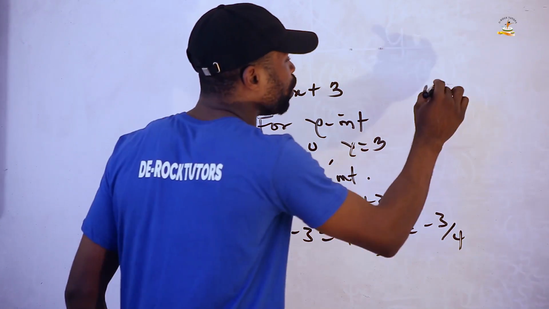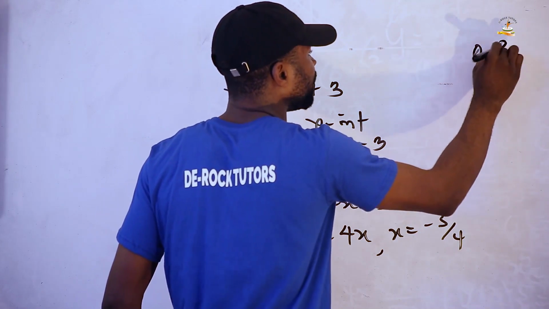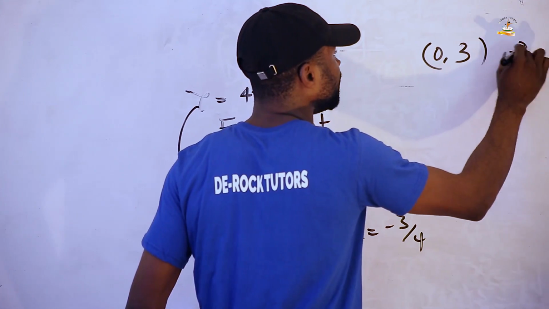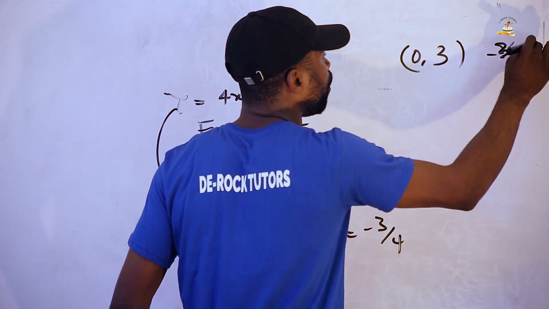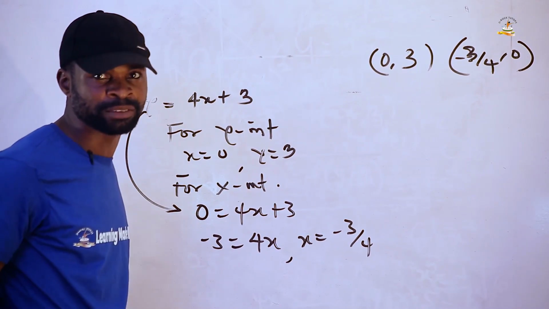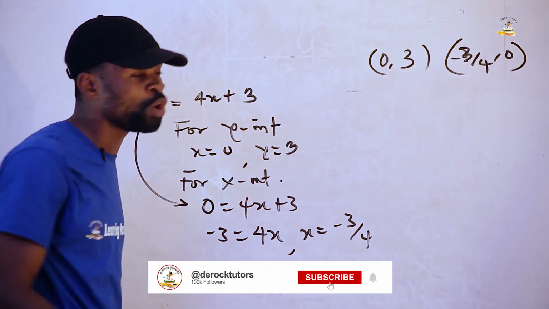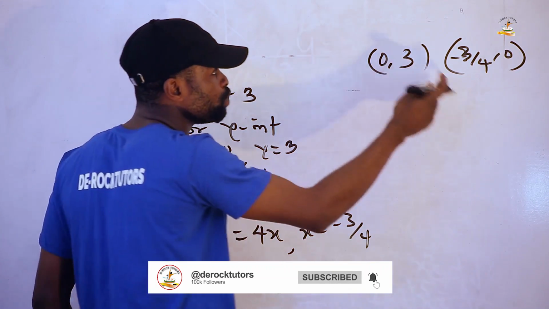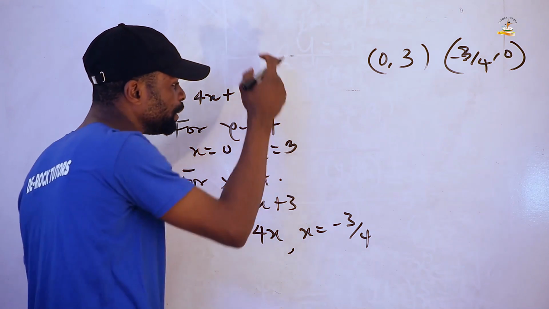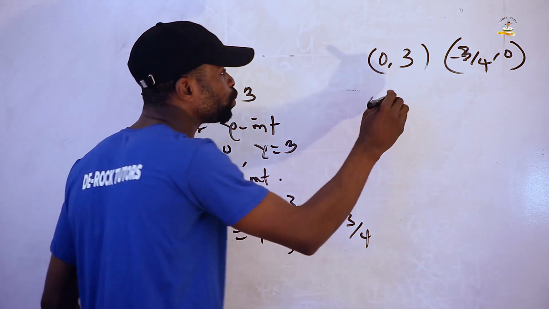Therefore, we want to consider 2 points. The points will now be (0, 3) and another point is going to be (minus 3 over 4, 0). These will definitely form a line. As a matter of fact, we might not even need to sketch the line any longer. What we just have to do here is to find the midpoint of these 2 points, because the equation has generated the 2 points.